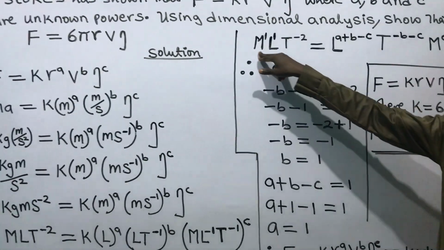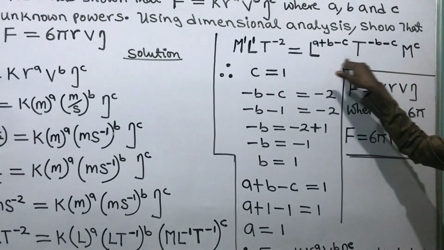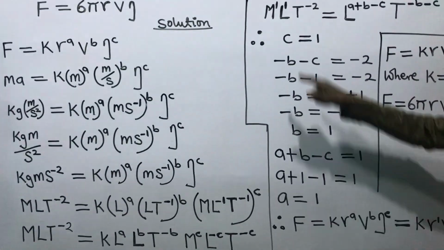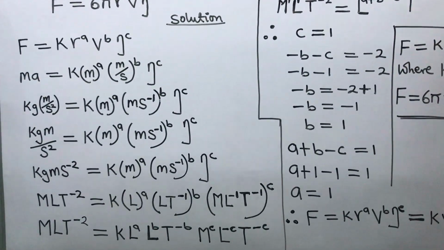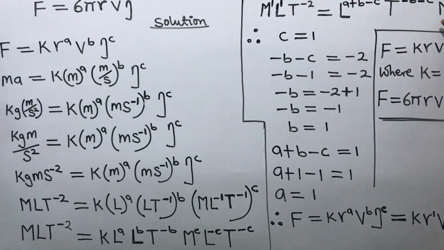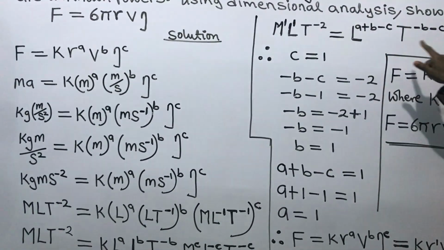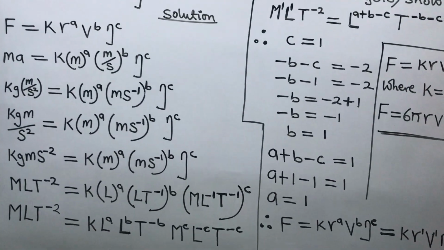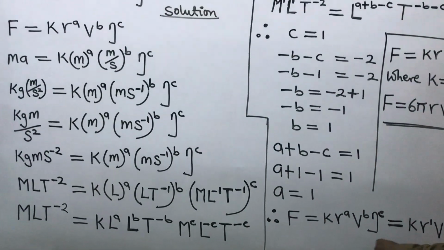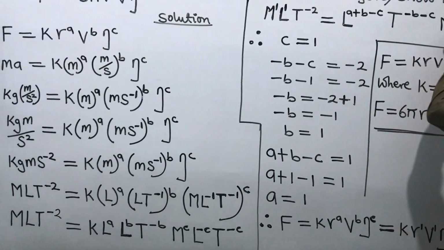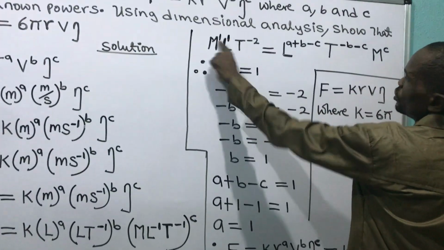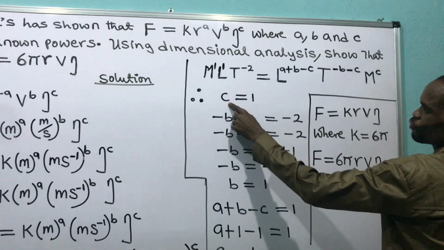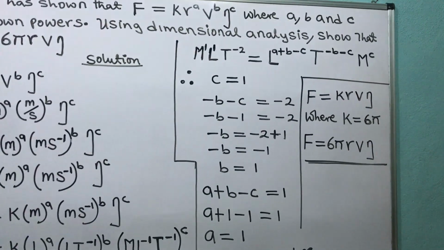Since the value here and here are of the same base, we equate their power. That means I will equate the power of M here to the power of M here, the power of L here to the power of L here, and the power of T here to the power of T here. By equating their power, I can say that M, which is C, is equal to 1. That's what I say. Therefore, C is equal to 1. I have gotten the value of C.